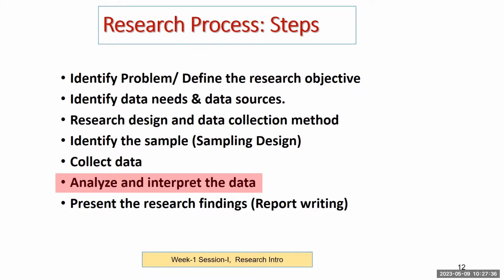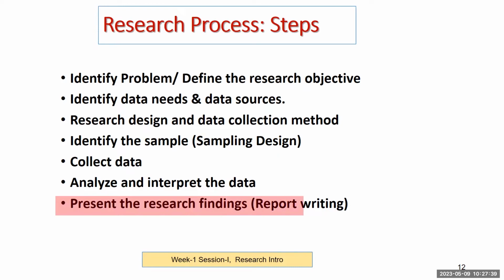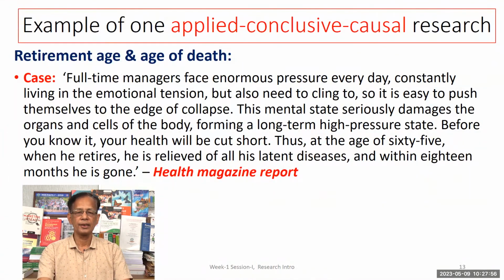Once your analysis is done, the final stage is the research finding and report writing. Now, the example I was talking of on the causal research could also be an example of conclusive research, and it could also be an example of applied research.